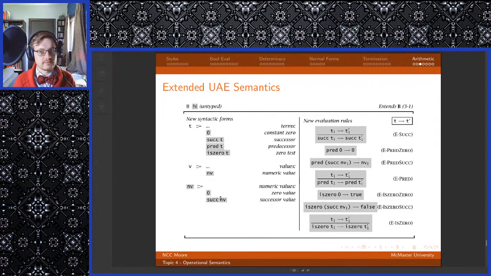That's one of the things that means this language is still determinate. We haven't broken determinacy. However, if you weren't looking at the rules carefully enough, you might look at this and say, oh, the successor of some term, that might be something we could evaluate, so maybe we could have two rules apply at once. But no. Since we are constraining successor to only operate over numeric values, and the same with predecessor, we retain determinacy.